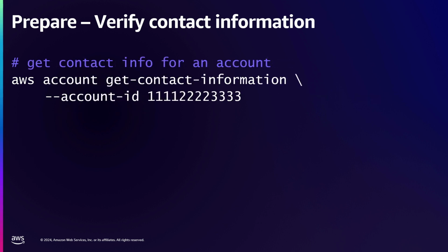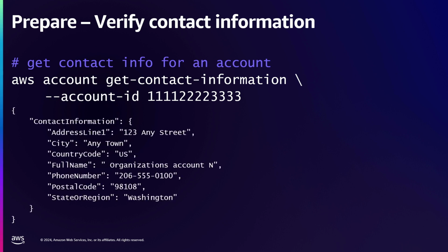Now that we know how to get a list of accounts, let's see how we get the contact information for one single account. We can do that by using AWS account get-contact-information, and that takes an account ID as a parameter. The output for that is going to look like this, so we can just use that verbatim when we loop through in the shell. But there's something we need to know about this command, and that's if you give it the account ID of the account the command is running in, it will return an error.